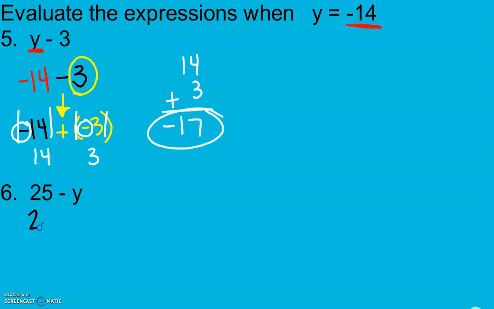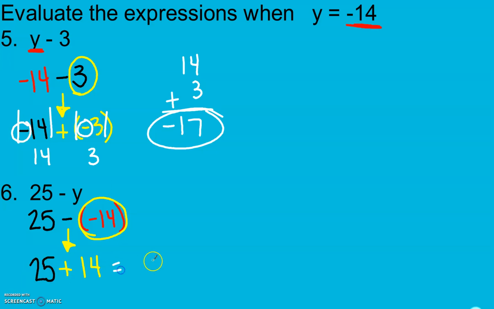Here I have 25 minus y. And y, we said, is negative 14. First thing I'm going to do is change from subtraction to adding the opposite. So instead of a negative 14, I'm going to have a positive 14. And I bring down that first term, that first number. Here, these are both positive, so I can go ahead and add them up, and we get 39.